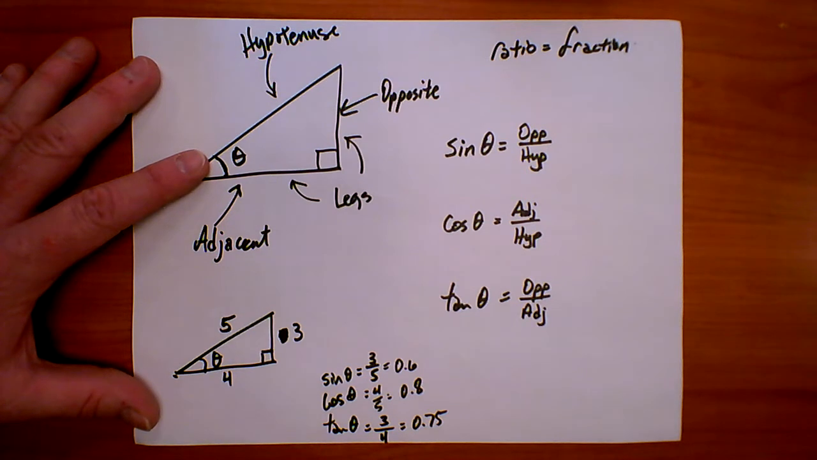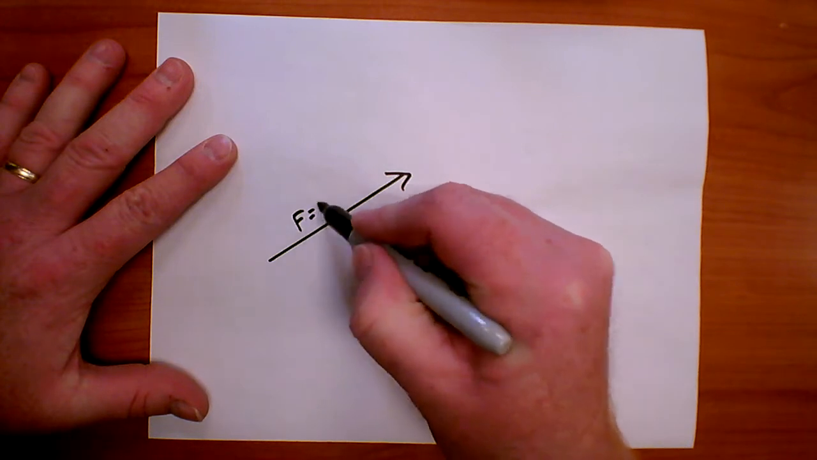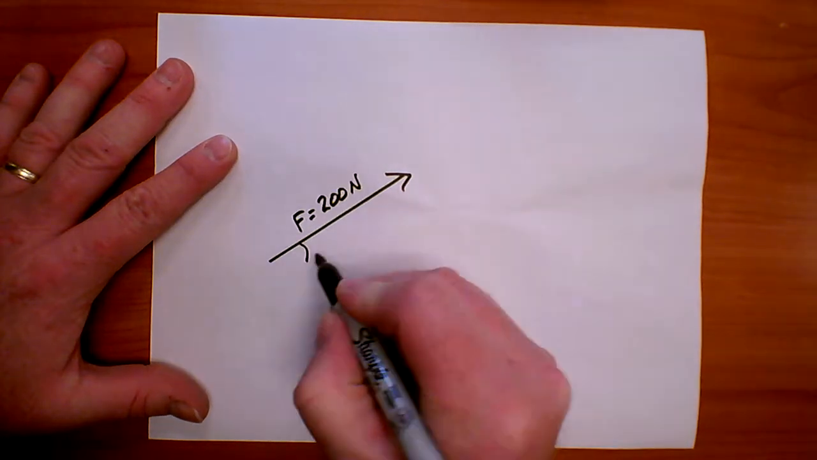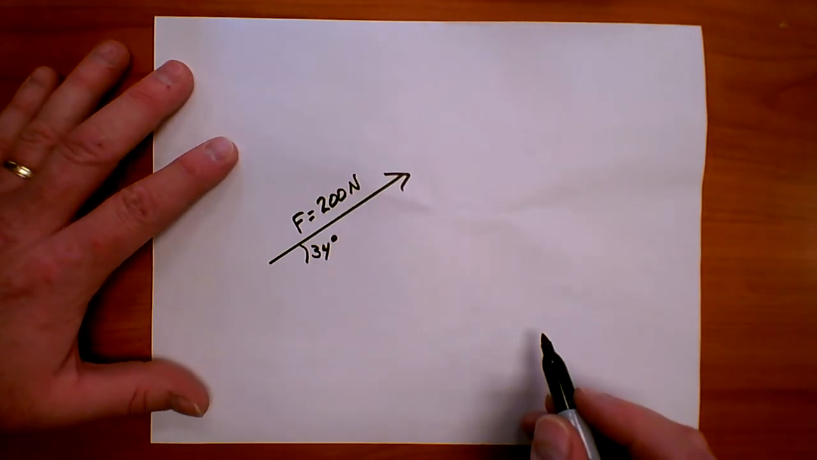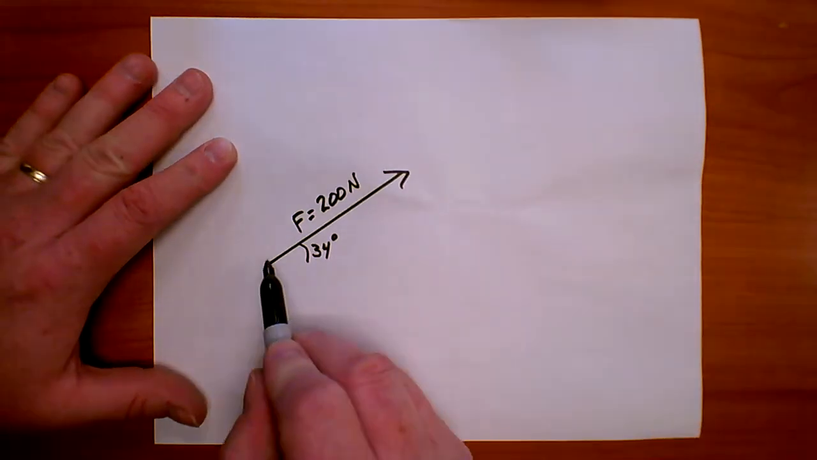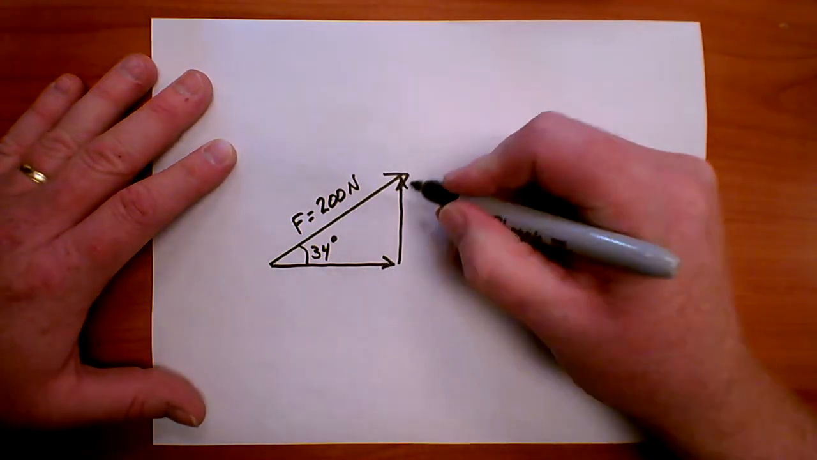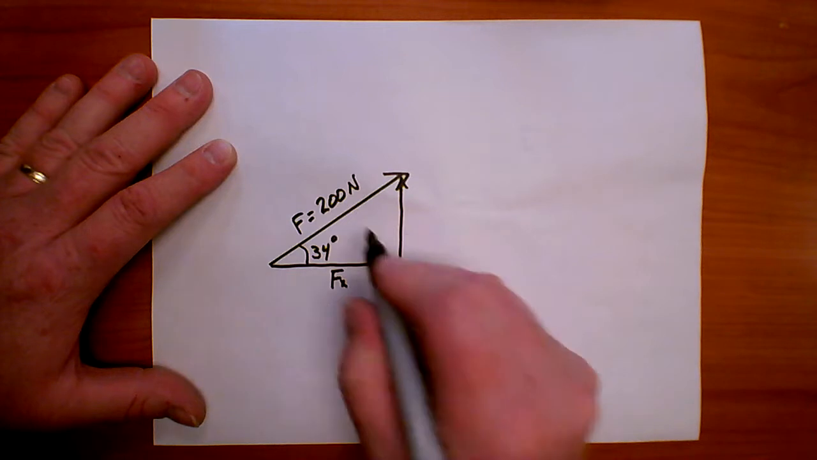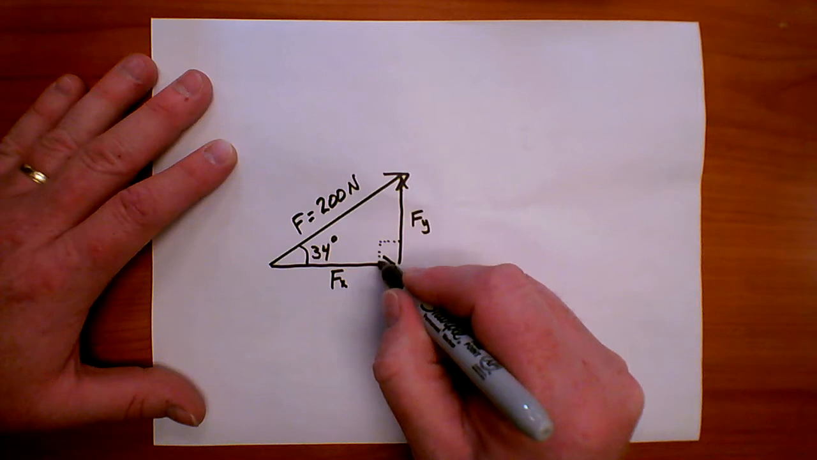Now, we can use this definition of sine, cosine, and tangent to figure out the x and y components of a vector. So again, let's say we have a force vector. Let's say this force is 200 newtons, and it is at a 34-degree angle, like so. If I want to find the x and y components of this vector, how much of it is horizontal, how much of it is vertical, first thing I'm going to do is, of course, I'm going to draw this triangle. So this is Fx, the x component of that vector. This is Fy, the y component, and where x and y touch, that's where we have our right angle.